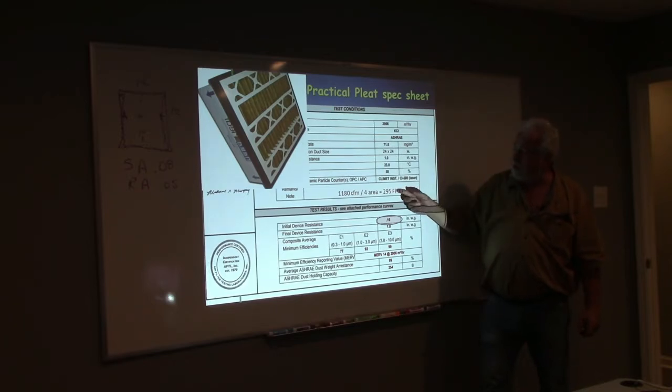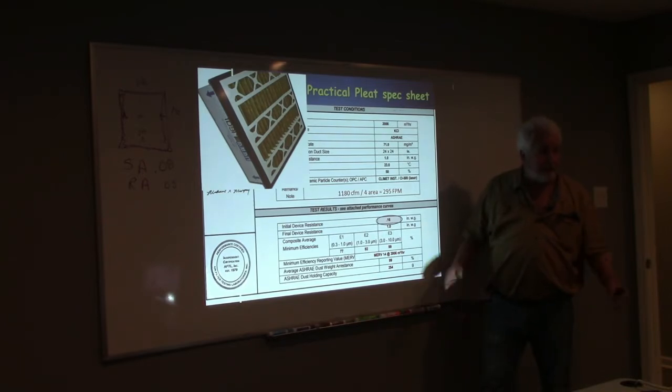What this is telling me here is that that's 1180 CFM that they're sizing towards. With 4 square feet on a 24x24, it's rated at 300 feet per minute. So practical pleat is the only extended pleated filter that uses 300 feet per minute, whereas everybody else is sizing theirs at 500 feet per minute on the extended pleats.